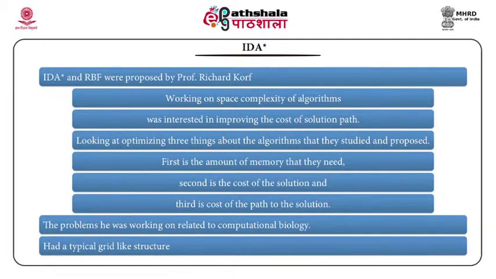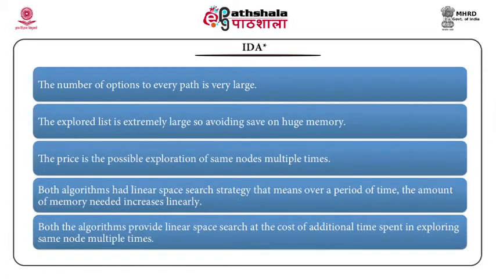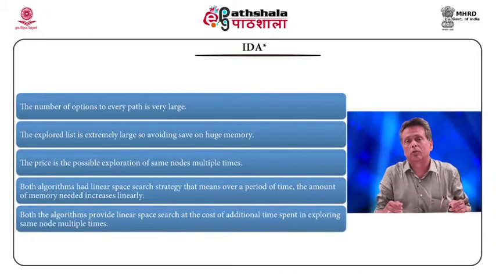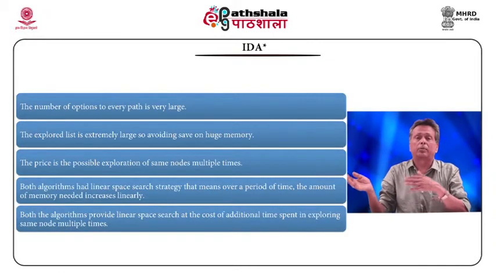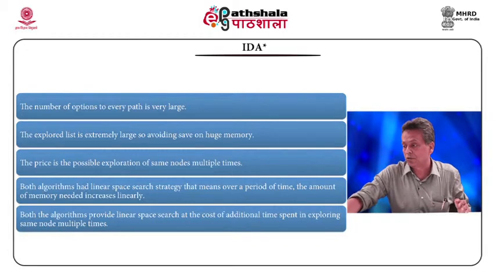He was working on a computational biology problem where the search space is like a grid structure. So the number of combinations and permutations becomes very, very large after a while. When that happens, it becomes very hard for the algorithm to proceed further. The amount of memory that you need to store explored nodes and unexplored nodes goes quite high, and that leads into trouble.